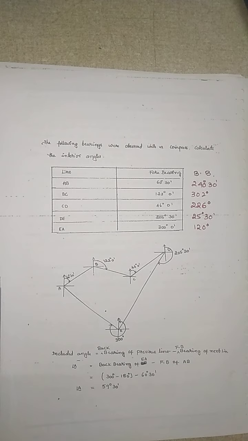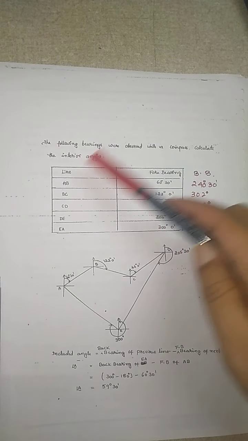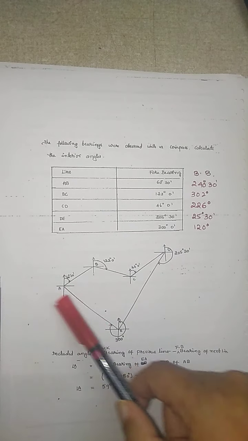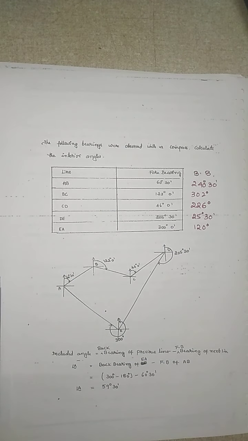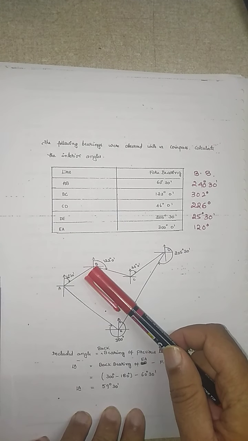Now, what I have told is, once the angles are given to you, first you should draw the diagram of that, and then you should calculate the back bearing. So the line AB comes in the first quadrant, so 60 degrees 30 minutes.